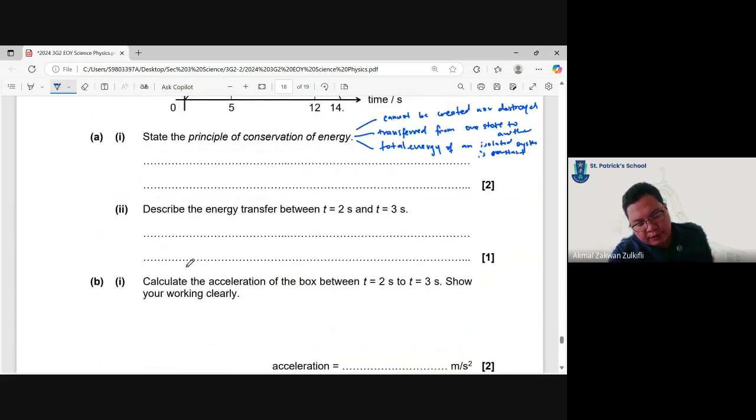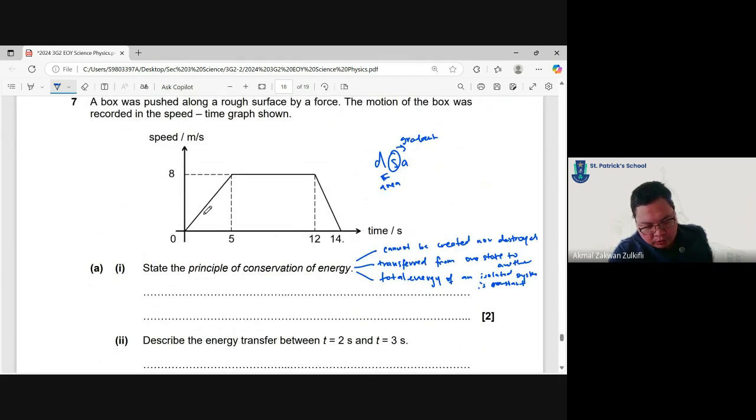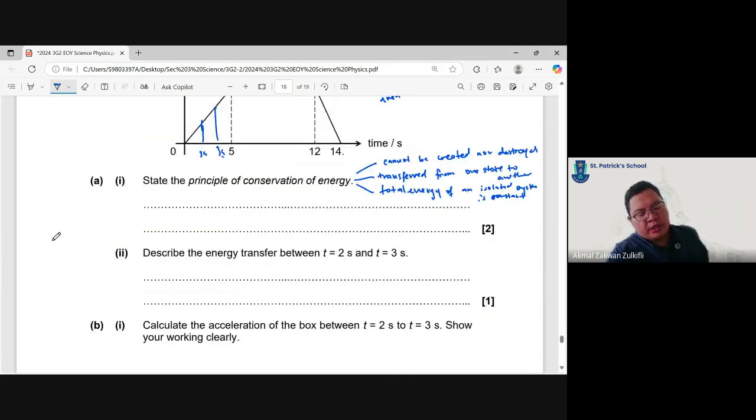Describe the energy transfer from 2 seconds to 3 seconds. So it's somewhere here, 2 seconds, 3 seconds. You can see that speed is going up, right? So we can say that here, energy is transferred into the kinetic store. But by whom? By how? From where? Maybe a chemical potential, like the person pushing, right?